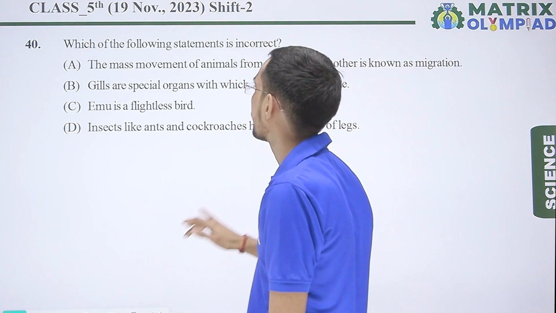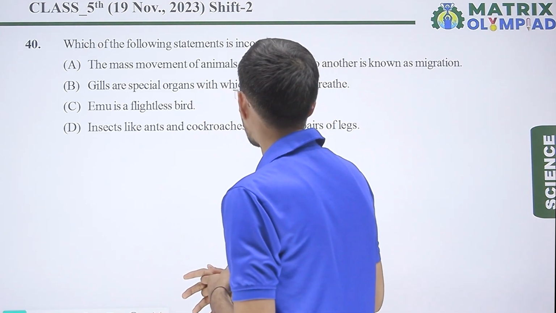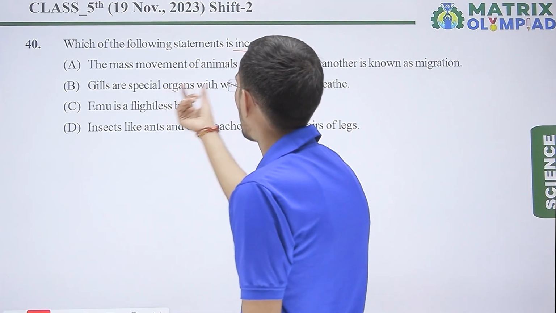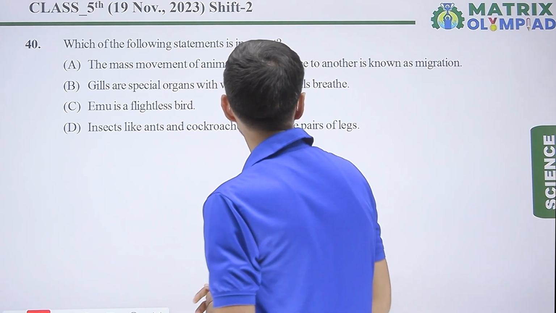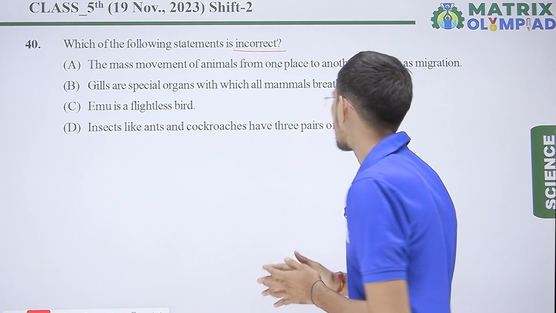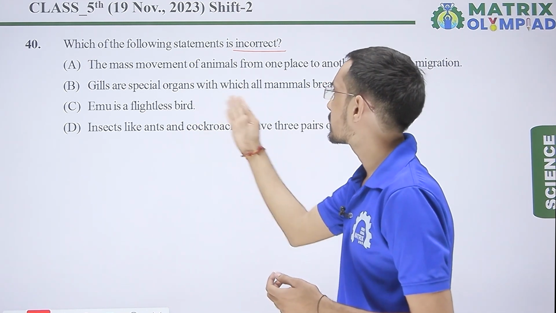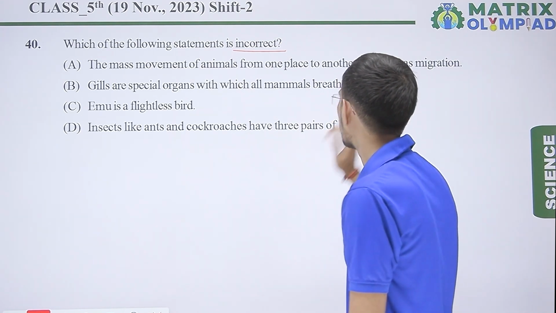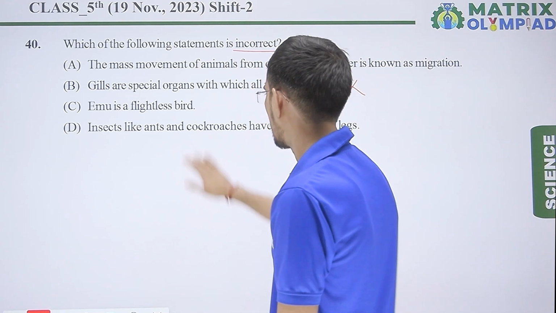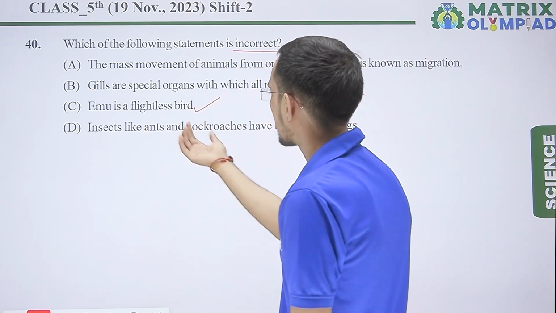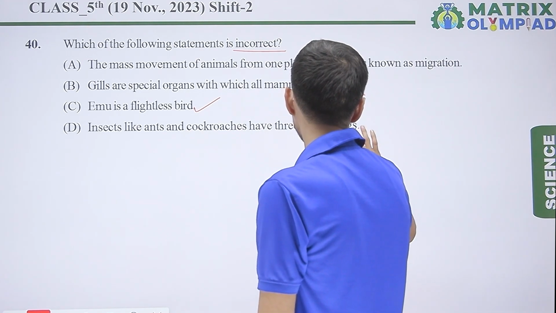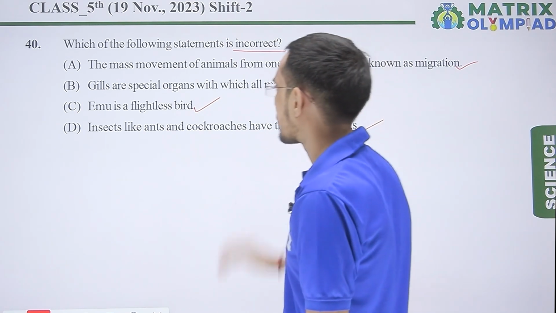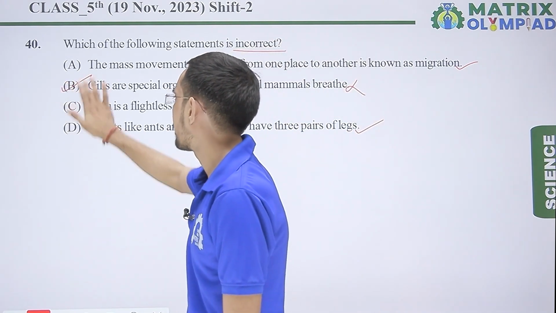Next question, which of the following statements is incorrect? We have to find out the incorrect statement. The mass movement of animals from one place to another place is known as migration. It is a correct statement. Gills are a specialized organ with which all mammals breathe. It is a wrong statement. Emu is a flightless bird. It is a correct statement. Insects like ants and cockroaches have 3 pairs of legs. It is also correct. So our incorrect statement is option B. Next question.